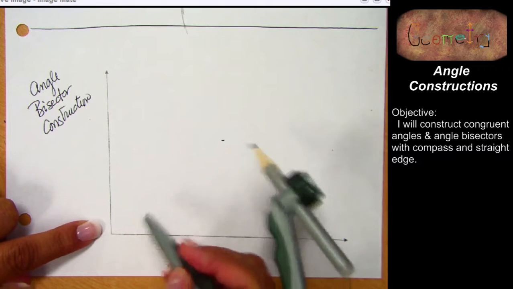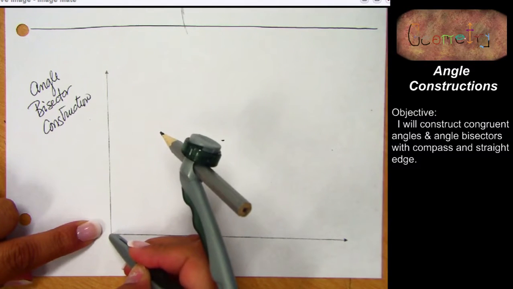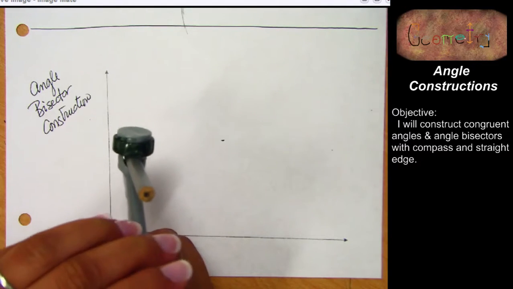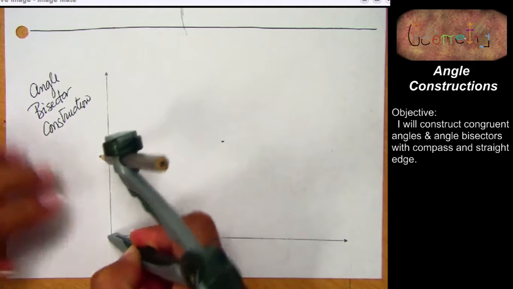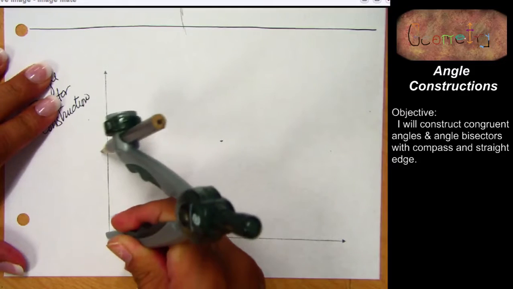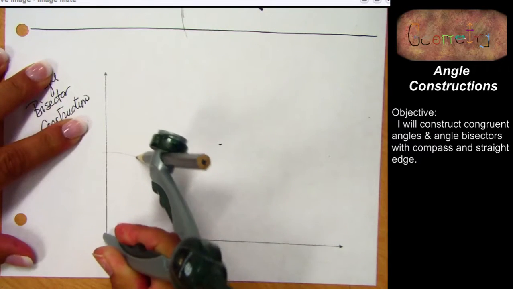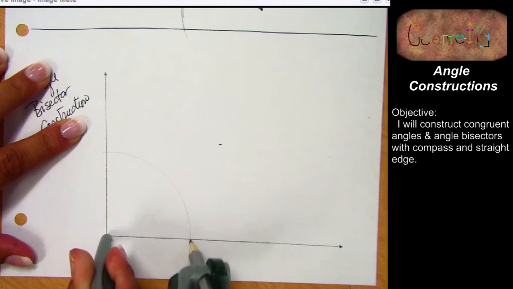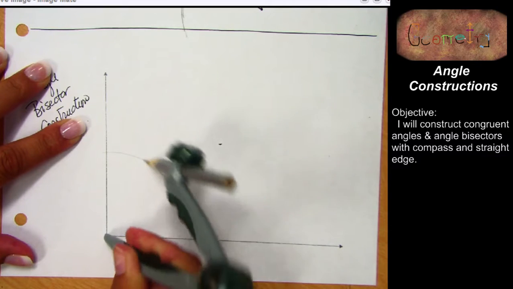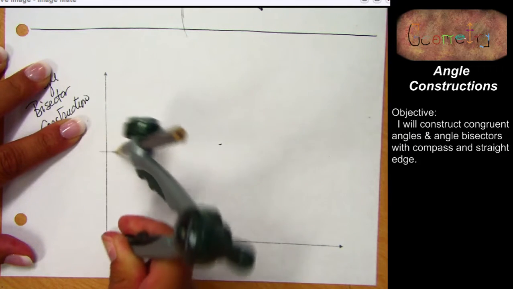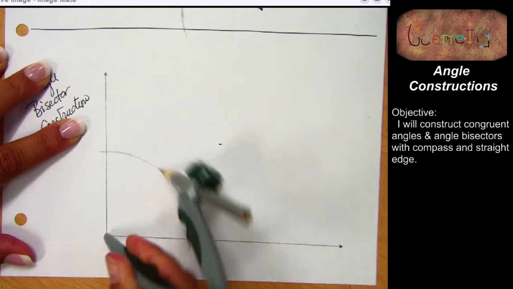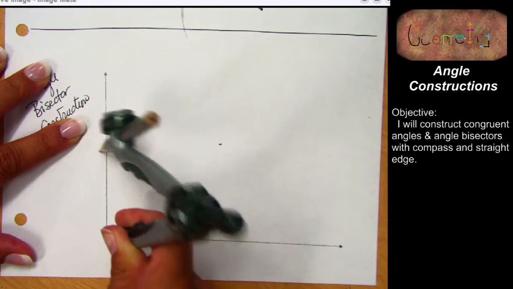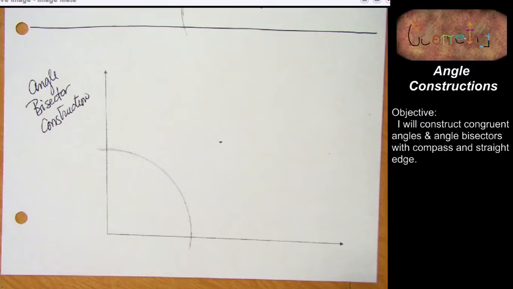I'm going to put my needle on that vertex, and it doesn't say how big to make the arc, so I'm just going to make it what feels like a comfortable measurement to me. That seems pretty comfy. And I'm going to try to do this up with my paper. Oof, that's a hard angle for my hand. Okay, I just want to make sure that I get good clean intersections between this arc and the sides of the angle. That's what's the most important.